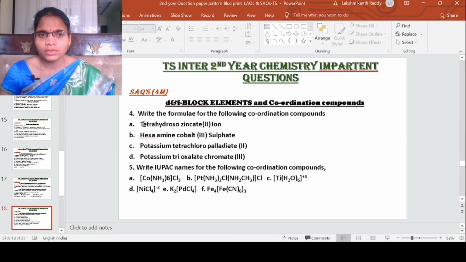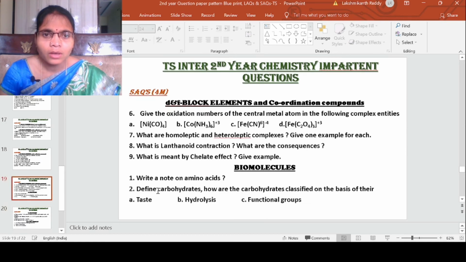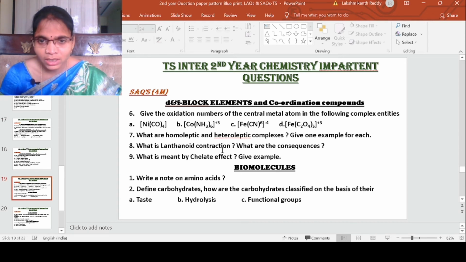Okay. Next, write the formula for the following IUPAC names of coordination compounds. So here, fifth question, IUPAC names of the following coordination compounds. For given formulas, we need to write IUPAC names for those coordination compounds. Okay. Next, give the oxidation number of central metal atom for the following complex entity. So which is the central atom? Then we need to calculate the oxidation number for the central atom. Next, homoleptic and heteroleptic complexes, give one complex for each. Then lanthanoid contraction consequences. What is meant by chelate effect?